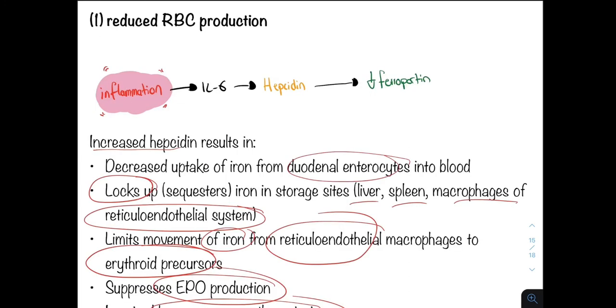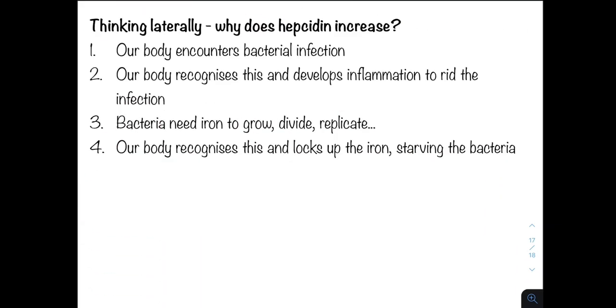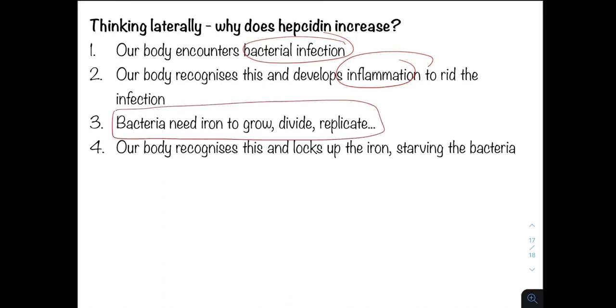Now you're probably wondering, why on earth does inflammation cause the elevation in hepcidin to begin with? And it is good to understand this because you'll never forget the pathogenesis or the pathophysiology of anemia of chronic disease. So let us explain. When we encounter a bacterial infection, our body recognizes this and develops inflammation to get rid of the infection, even if we feel terrible for some period of time. Now, bacteria need the iron to grow, divide, and replicate.